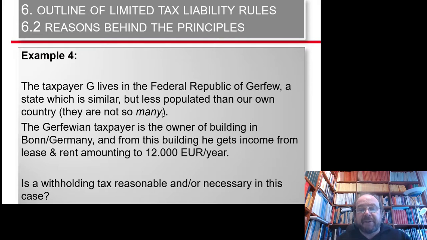Probable example number 4. Taxpayer G lives in the Federal Republic of Jersey. Jersey is a state which is completely similar but less populated than Germany. And the Jersey taxpayer is the owner of a building in Bonn, which is in Germany. And from this building, he gets income from lease and rent amounting to 12,000 euro a year. What would you prefer if you had to write the law on your own, a withholding tax solution or an assessment solution? One might think of a withholding tax solution, but think twice.